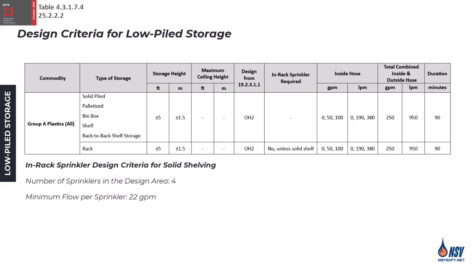As a final note, we should remember that when storage heights exceed 12 feet for Class 1 through 4 commodities, or 5 feet for Group A plastics, it is officially classified as high-piled storage, and our design criteria will increase significantly. In our upcoming videos, we will explore how to properly design fire sprinkler systems for different commodities and storage configurations.